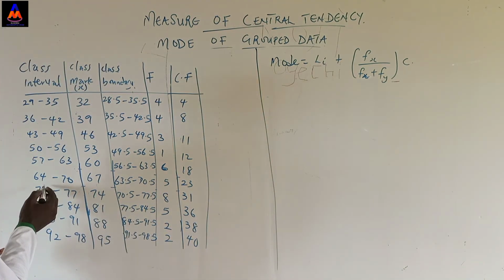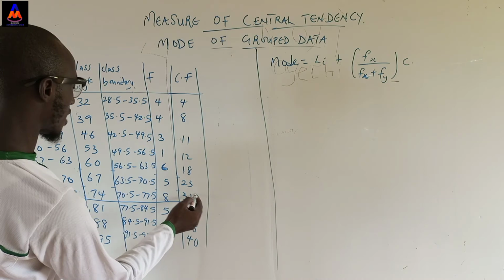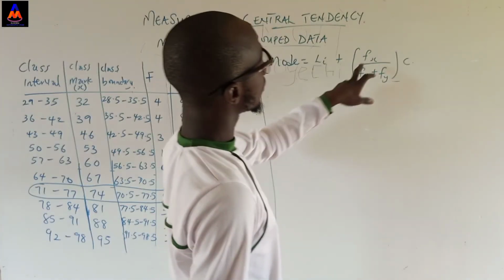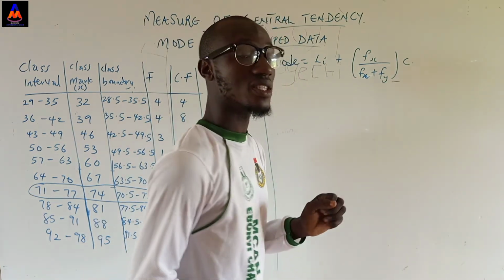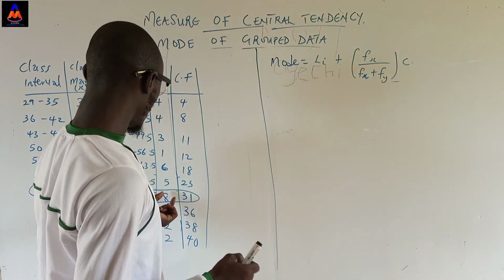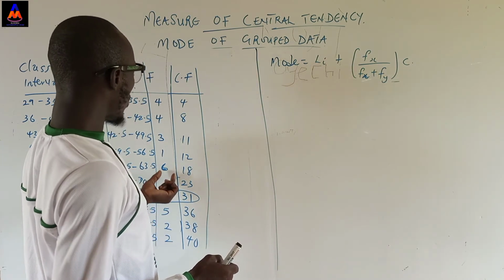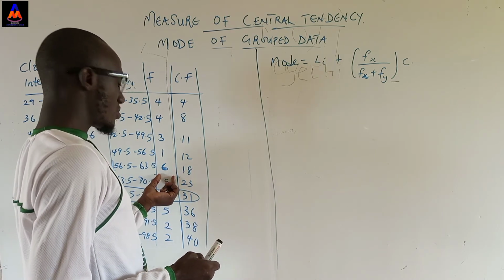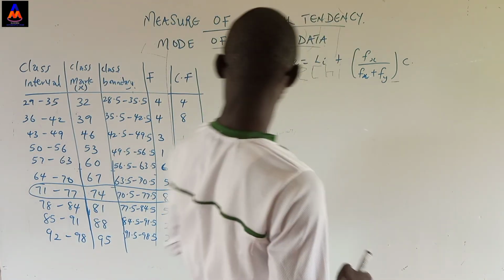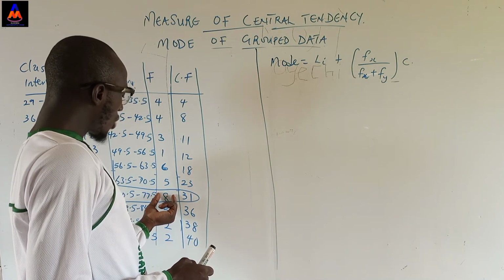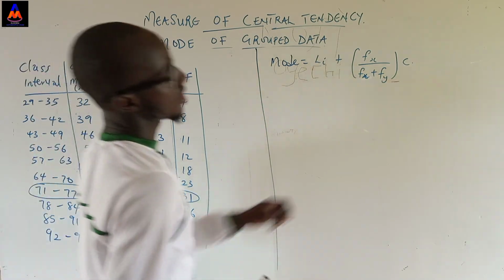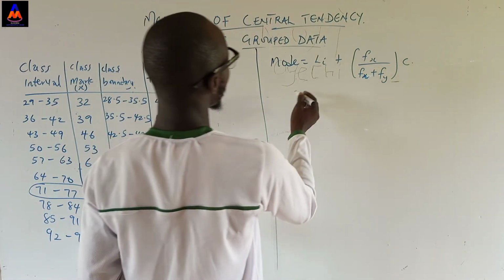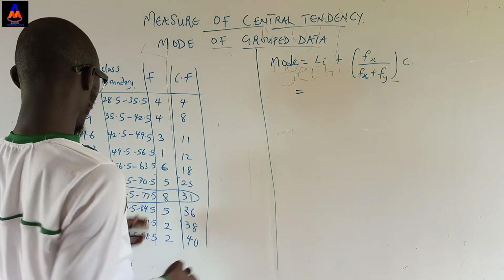So the class that will have the mode is this one, just below the median class. The f subscript s represents the difference between the frequency of the modal class and the one before it. Then f subscript y represents the difference between the frequency of the modal class and the one immediately after it. And the c represents the class width. So let's put that into context here. We have the modal class we have identified.